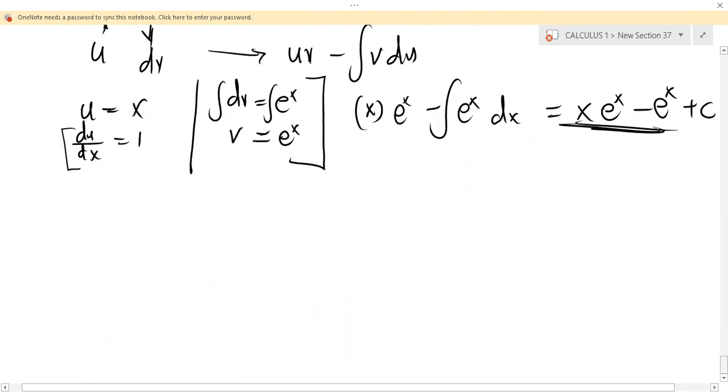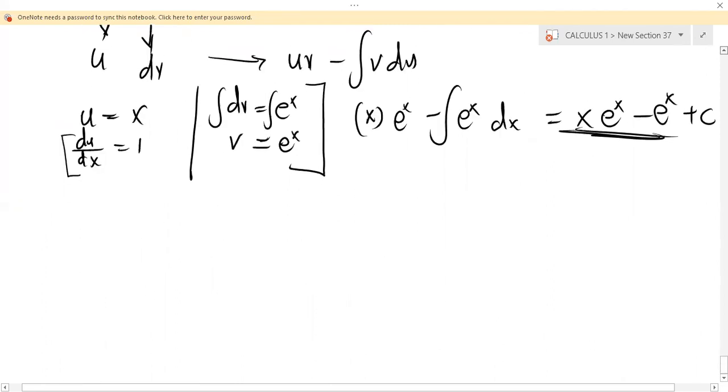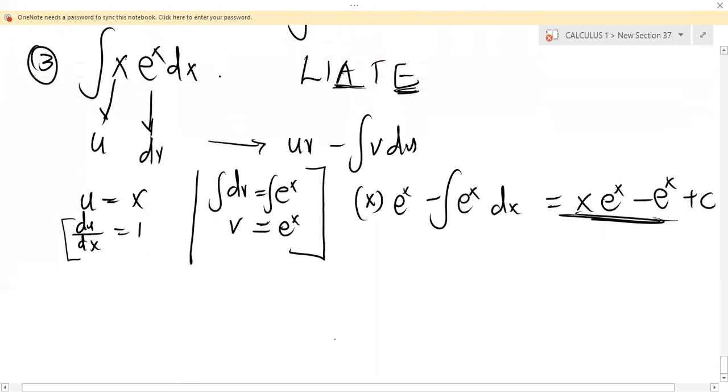Now, you can be given a question which involves integration by parts, and probably you have to do integration by parts twice because the question probably has a square. So let's say, for example, you're given a question like this. Find the integral of x squared cos x dx.